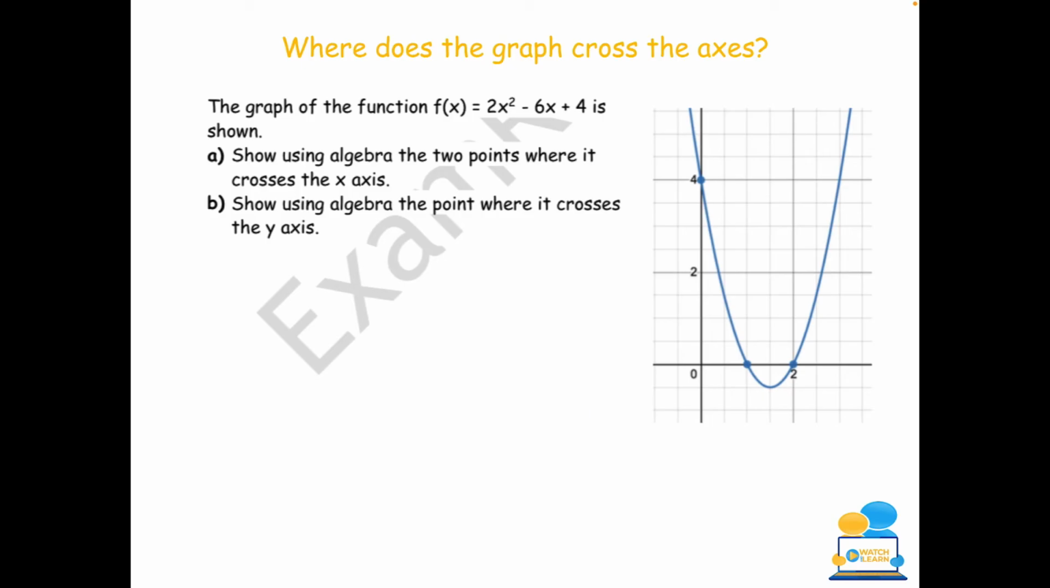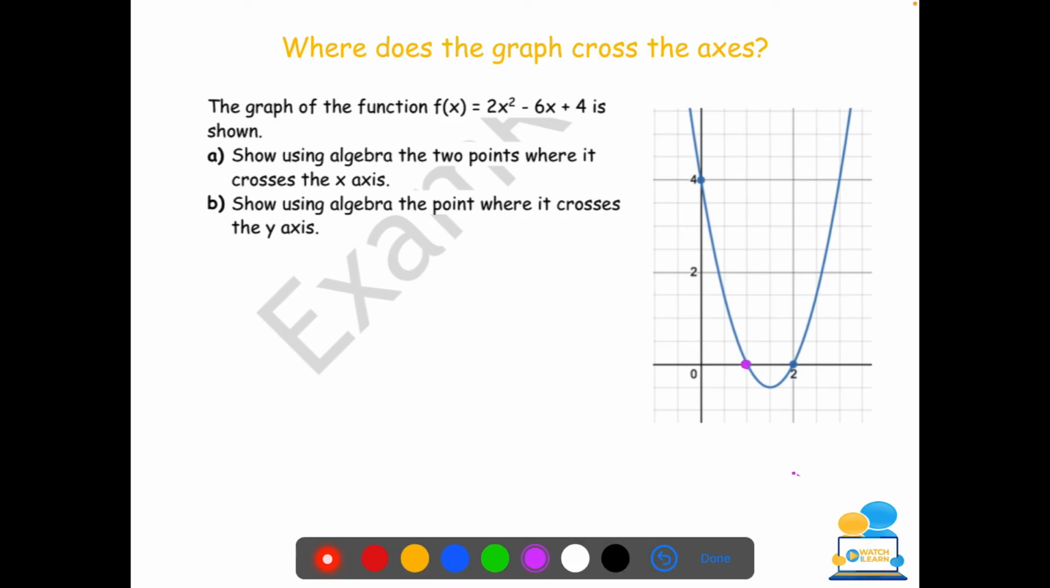Right, the graph of the function f of x equal to 2x squared minus 6x add 4 is shown. Show using algebra the 2 points where it crosses the x-axis. So you can clearly read off the diagram the 2 points where it crosses the x-axis are 1 and 2. But we need to know how to do this using algebra, whether they didn't provide us with a graph or they're asking to show it. The 2 points where it crosses the x-axis can also be called the roots. So it may ask you for the roots of the quadratic.